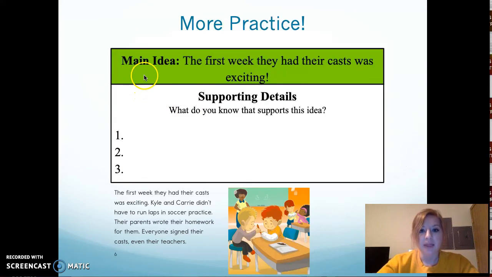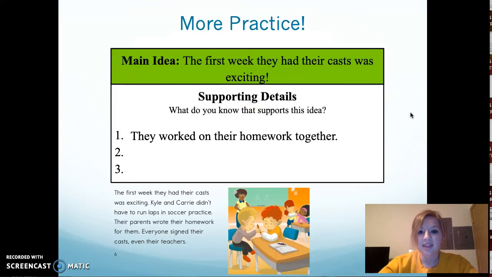Let's go over another main idea from the story. The first week they had their cast was exciting. Can anybody tell me what you remember, what you know from the story that supports this idea? They worked on their homework together. If you would like, I'll give you a few minutes to turn to your partner and discuss the last two main ideas.